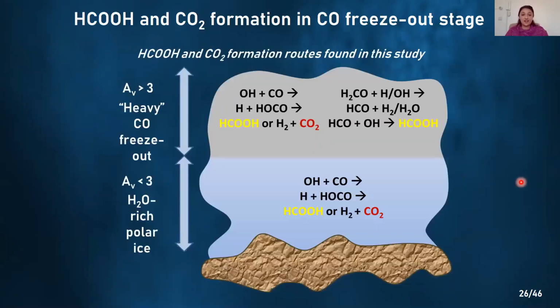So in essence, formic acid and CO2 have the potential to be formed in the CO freeze-out stage starting from formaldehyde. This is quite interesting for the case of formic acid since it has not been securely detected. So hopefully this provides extra incentive to go look for it. From an observer's point of view, it's likely that if you were to observe at extinctions where CO freezes out, the total column of formic acid should be higher than if you were to observe at extinctions below the CO freeze-out point.